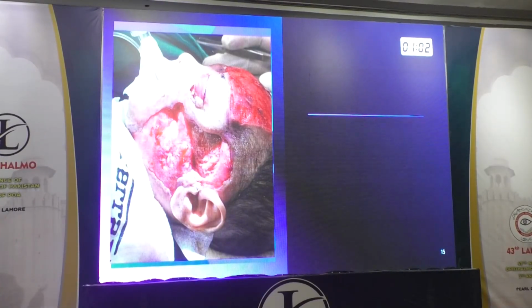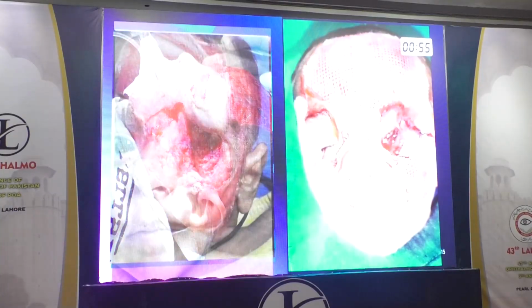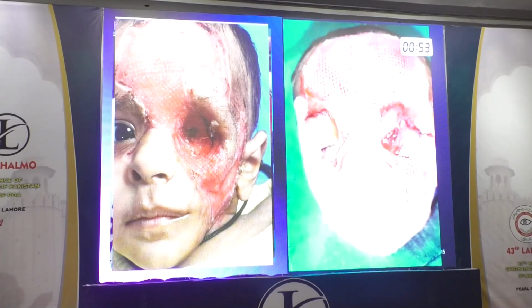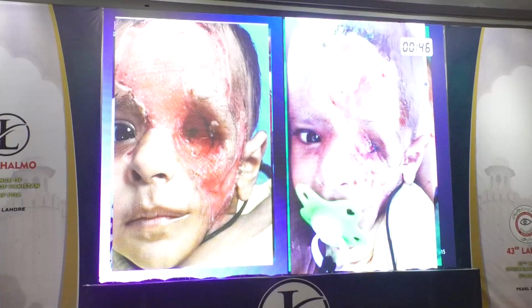Extensive debridement was done, but at this stage the attendants were not willing for the exenteration. In the second stage they were counseled properly and the exenteration was planned. This is 4 weeks following the IV amphotericin B and the debridement. Serial debridements were done, and this child is doing very well after 6 months of therapy.